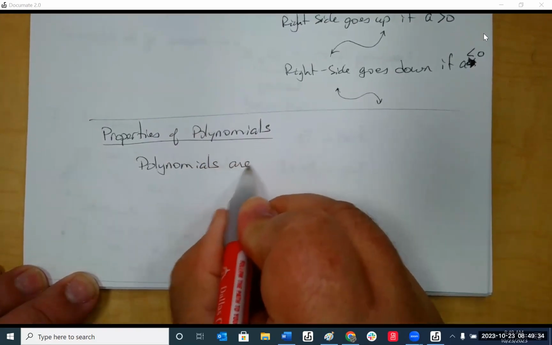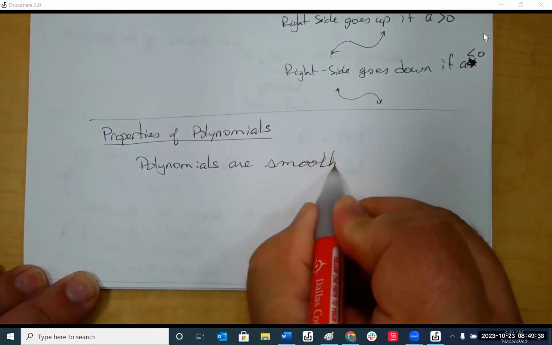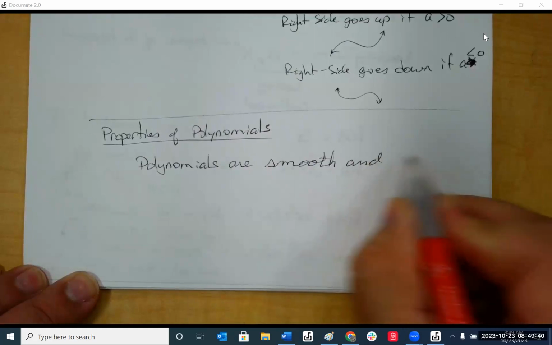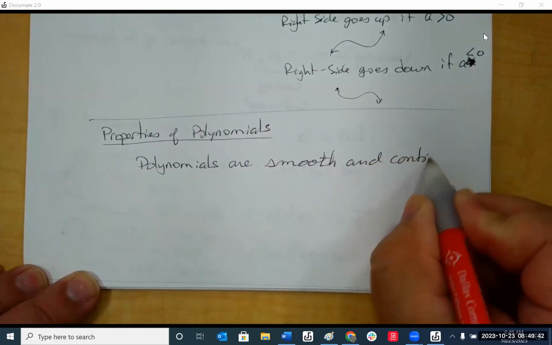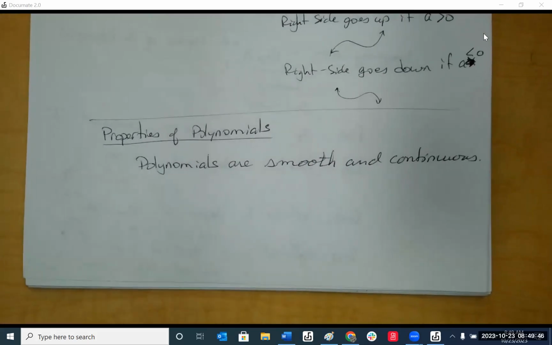Polynomials are smooth and continuous. What does that mean? What does smooth and continuous mean to you?